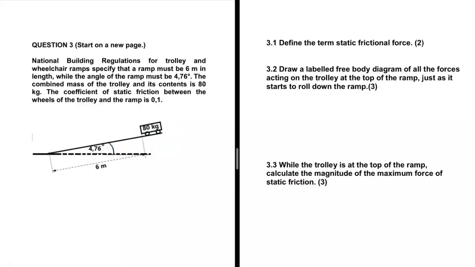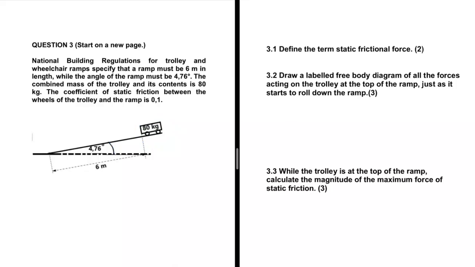Taking a look at the first question, 3.1, define the term static frictional force. Nothing hectic, we are just reciting the definition as it is from the exam guidelines. So static frictional force is the force that opposes the tendency of motion of a stationary object relative to a surface. You state it like that. So that is 3.1.